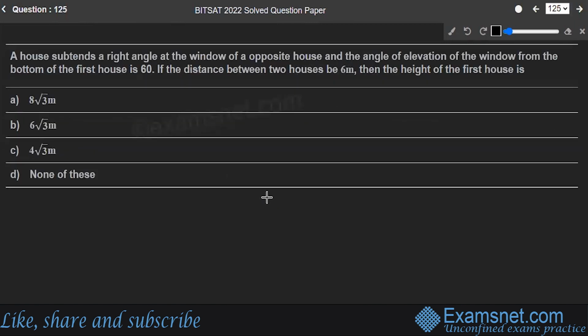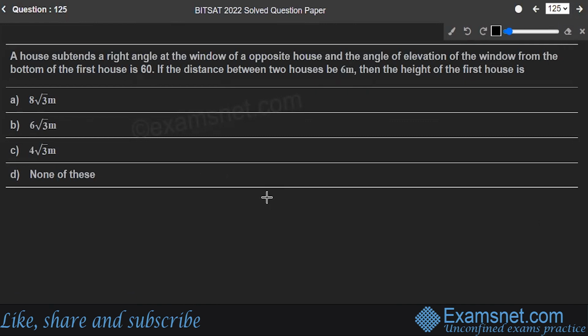A house subtends a right angle at the window of the opposite house, and the angle of elevation of the window from the bottom of the first house is 60°. The distance between the two houses is 6 meters. Then the height of the first house is. Okay, let's make the figure to understand the problem first.